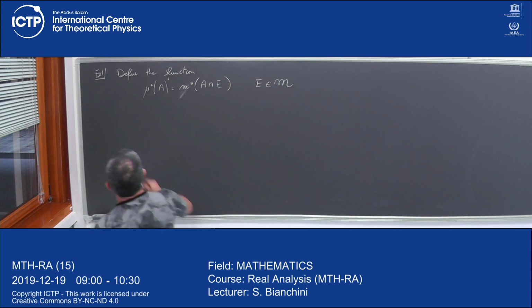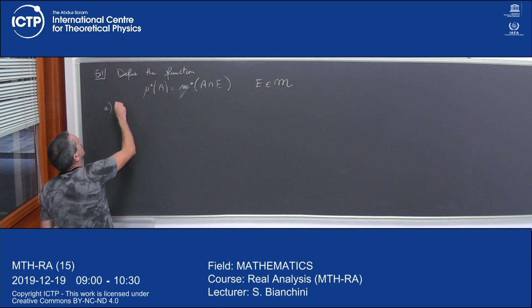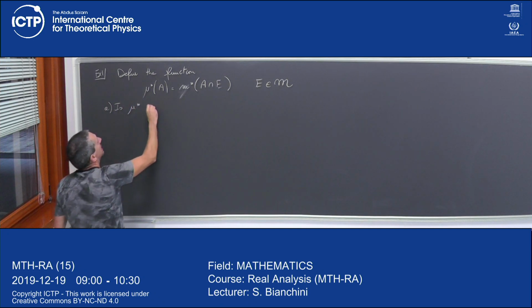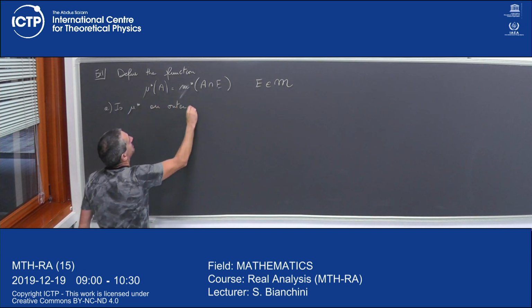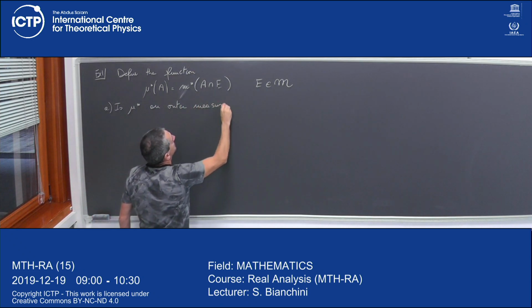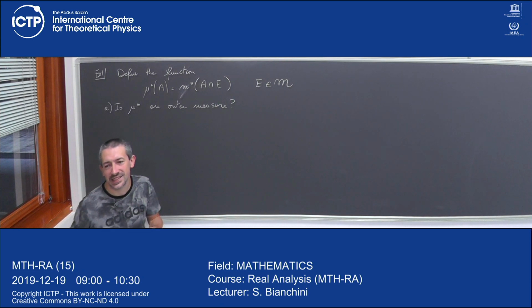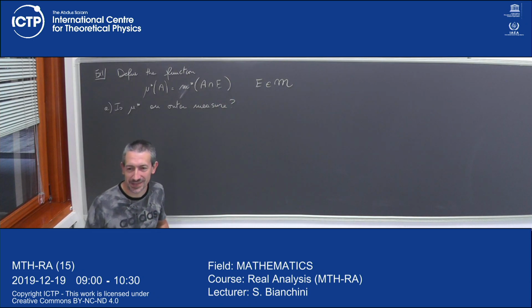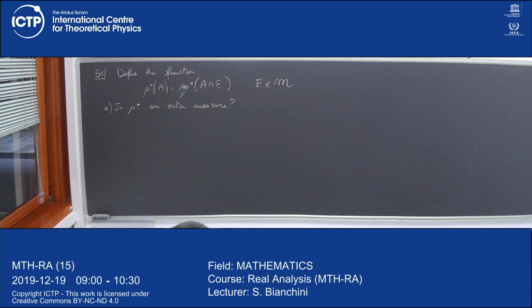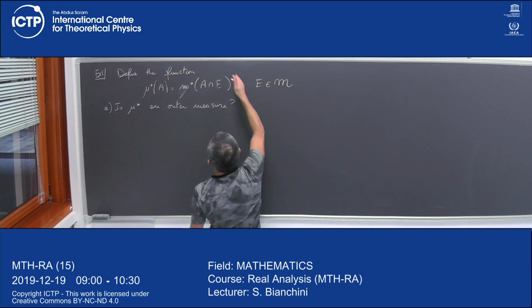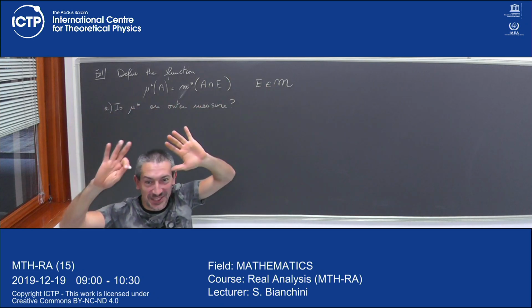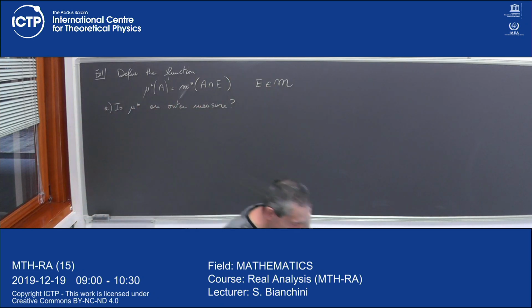So, first question, A. Is mu star an outer measure? Justify. Just saying yes is not an answer. You have to justify your answers. And then, which are the measurable sets?